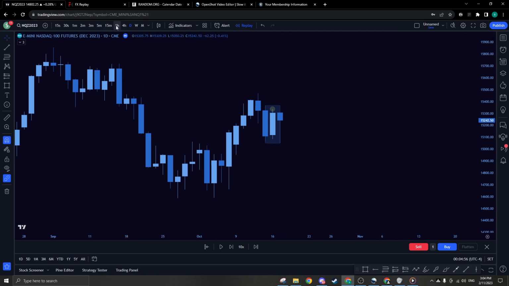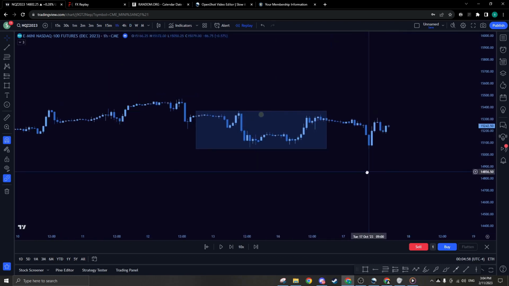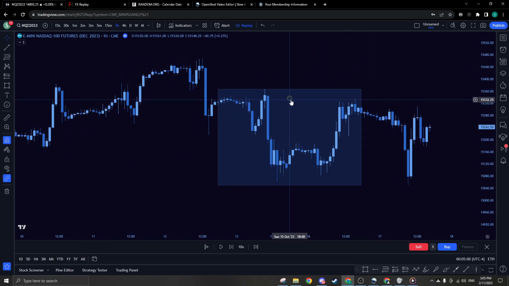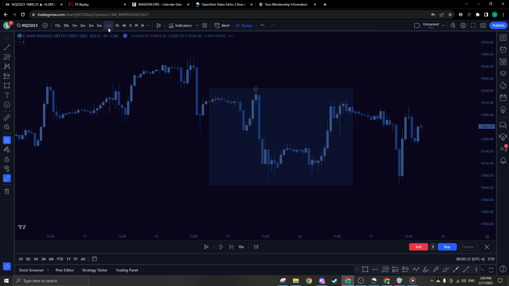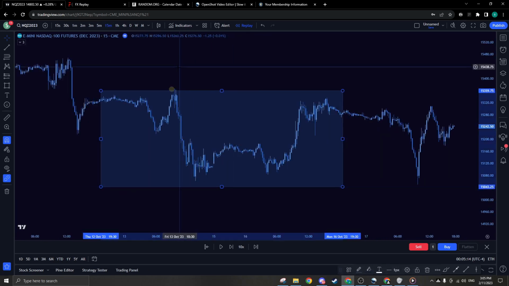Hopping into the 1 hour chart, you can see that this is a swing high. It's pretty obvious now that you hop into a lower time frame. That little wick is actually a swing high on a lower time frame. Right? 15-minute chart, even more obvious.